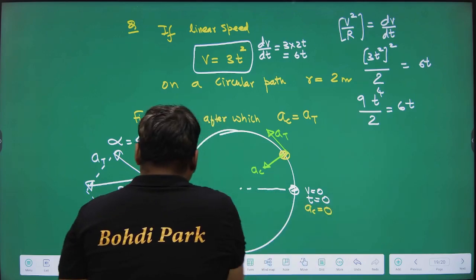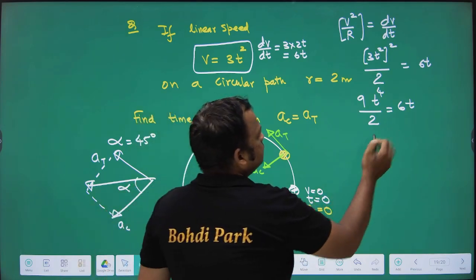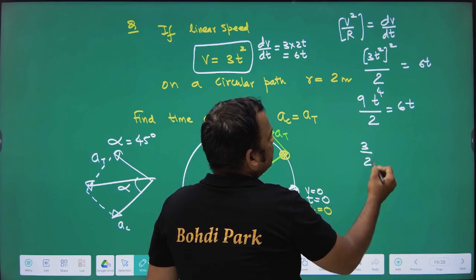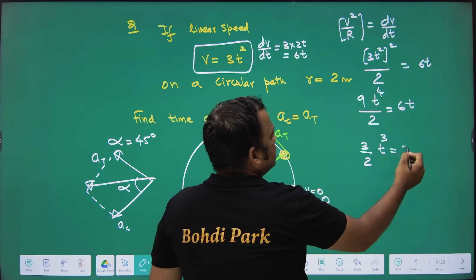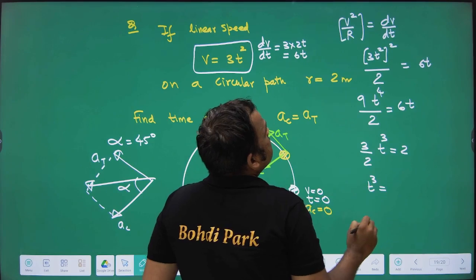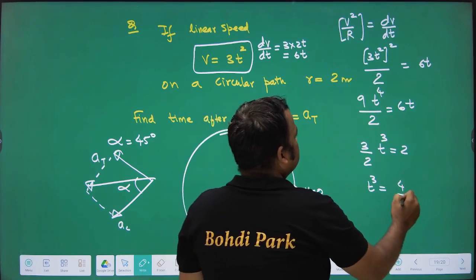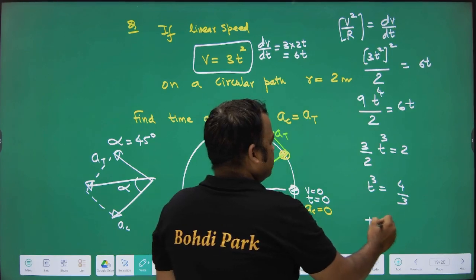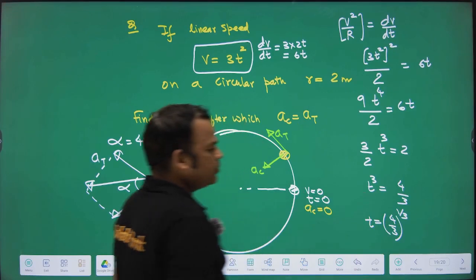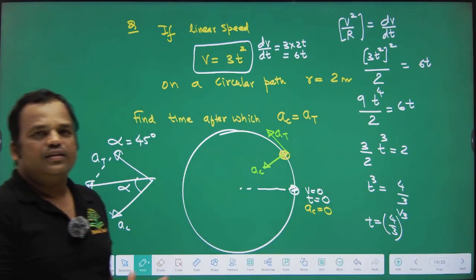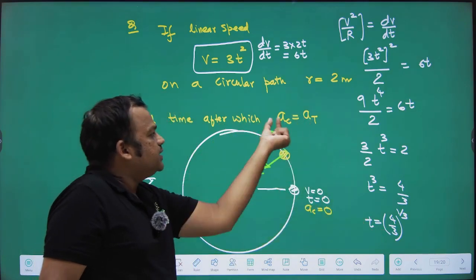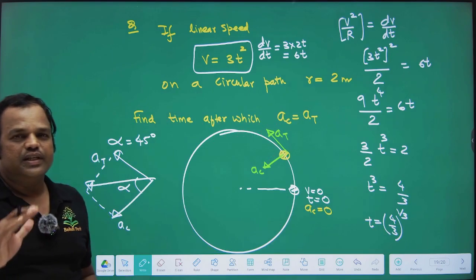Now solving this equation, one t is cancelled. So 3 by 2 t cube is equal to 6, or t cube is equal to 4 by 3, or t will be 4 by 3 raised to 1 by 3, the cube root of 4 by 3. At this particular time, the tangential acceleration and centripetal acceleration both become equal in magnitude.